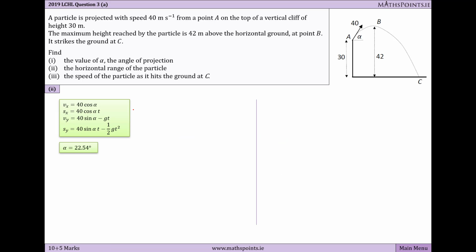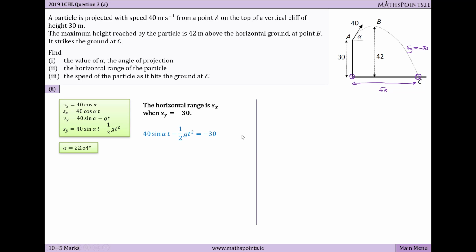So for part 2 of the question, we're going to carry forward our formulas. We also now know that alpha is equal to 22.54 degrees, and we're going to use that. We're asked to find the horizontal range of the particle. The horizontal range can be found using s of x, the distance from the point of projection horizontally out to this point C where it lands. At that moment in time, s of y is equal to minus 30. So we're going to let s of y equal minus 30, find the time that that occurred, and then sub that into the s of x formula to get the horizontal distance travelled.